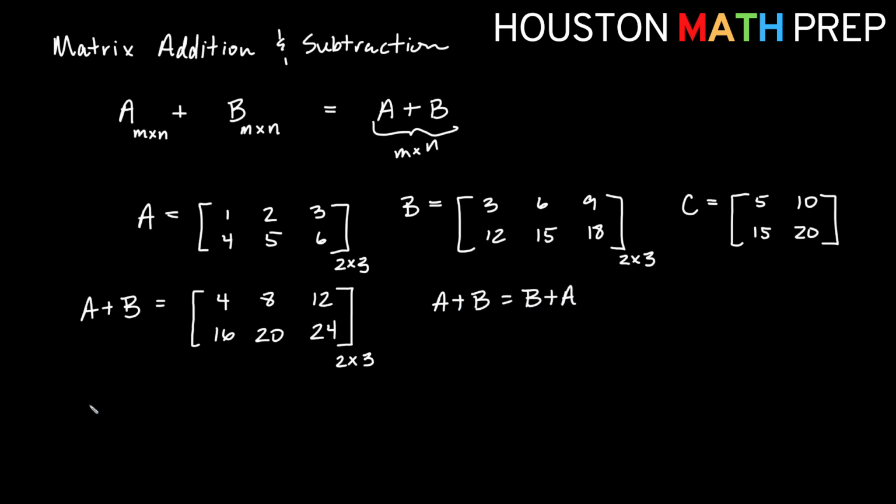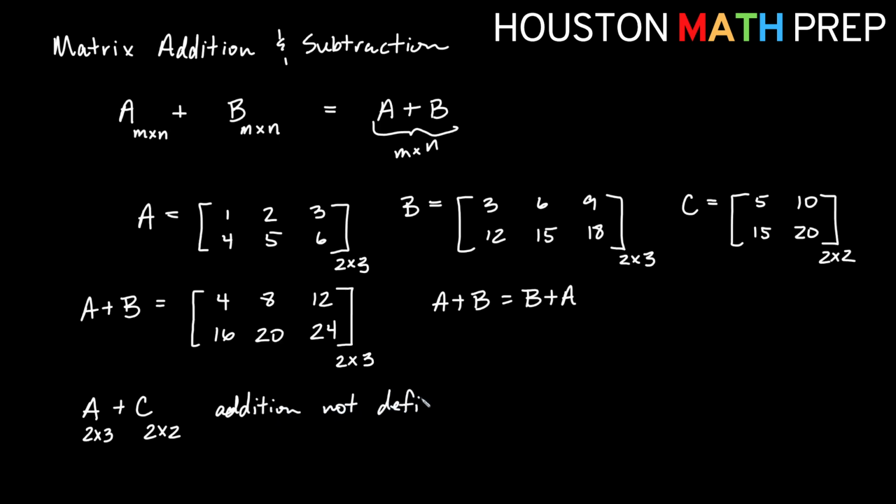Of course, if we try to do something like A plus C, then what we have is a 2 by 3. You'll notice C has 2 rows and only 2 columns. This is a 2 by 2. So C is 2 by 2. So A plus C, we don't have, I think, things for 3 and 6 to add to, right, when we try to do this. So the addition is not defined here. Okay, so addition is not defined.